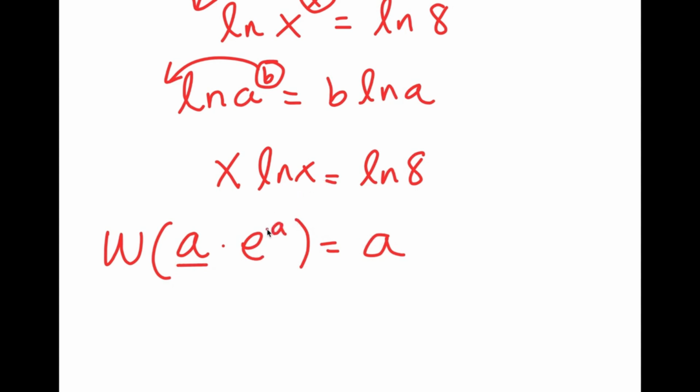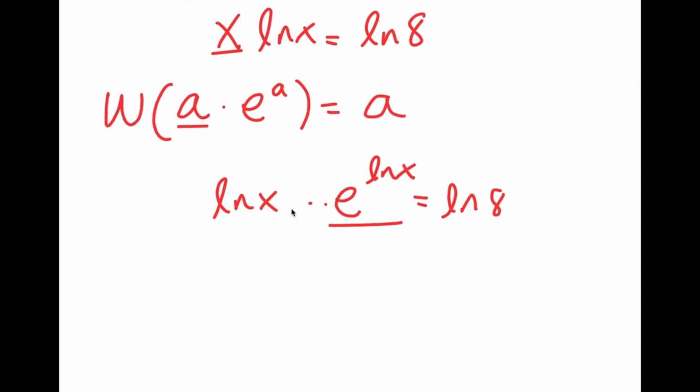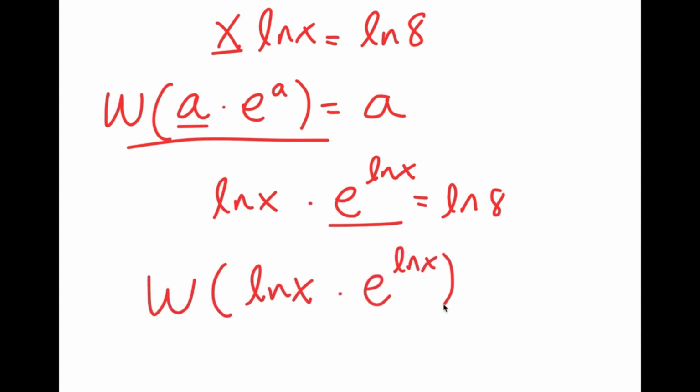So in this case, I'm going to rewrite this as ln x times e to the power of ln x is equal to ln 8, because x is the same thing as e to the power of ln x. So now I can use this formula. I'm going to take the W on both sides. So I have W of ln x times e to the power of ln x is equal to, what I have to do on one side, I have to do on the other side, W of ln 8.